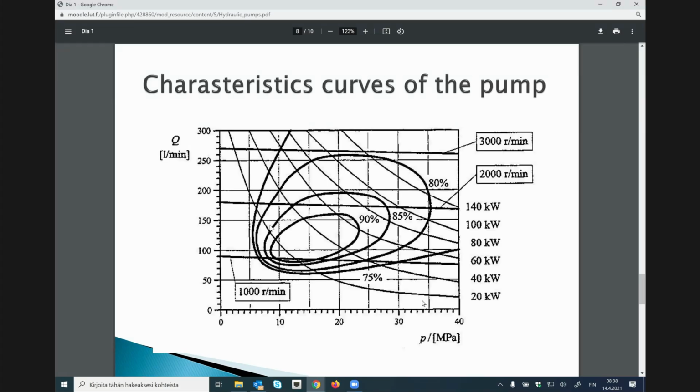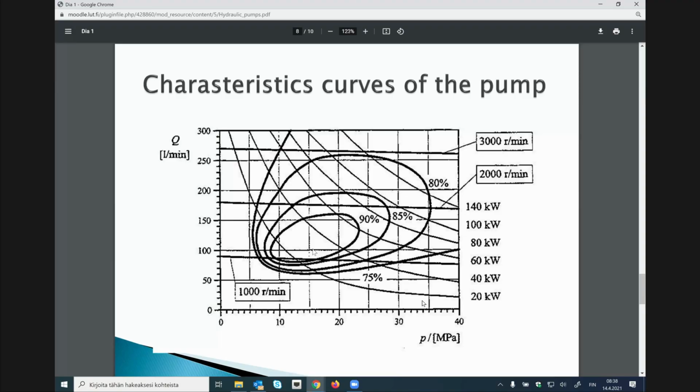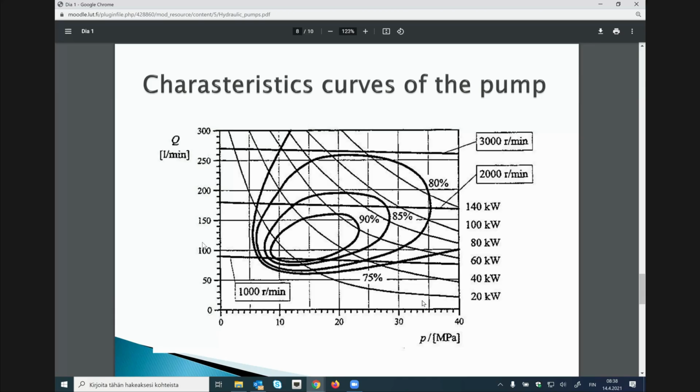And sometimes you can see this kind of characteristic curves of the pump. These curves or ellipses here in the middle, they are the efficiency levels, and you can see what are the operating points where you reach the highest efficiency. Here we have a pressure level, and there is a flow rate, and these little bit decreasing lines are the spinning speeds, meaning what is the spinning speed of the pump. And there you can see the power consumption lines.